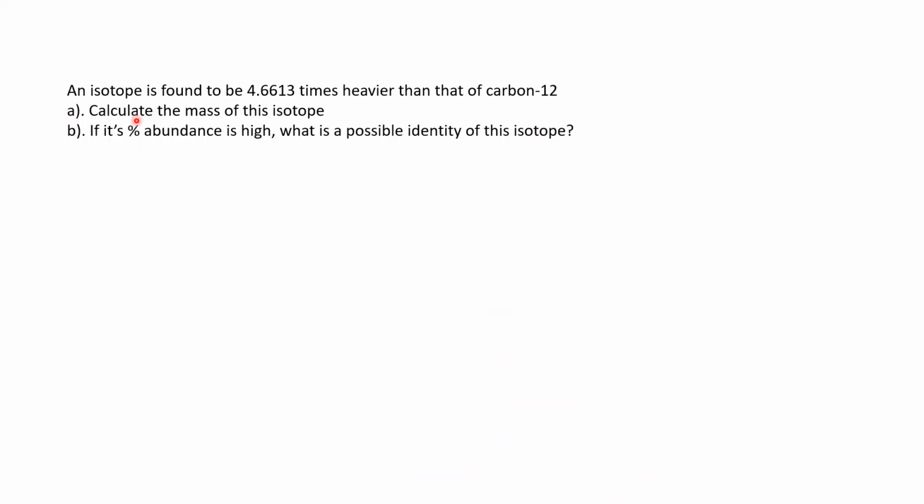An isotope is found to be 4.6613 times heavier than that of carbon-12. Calculate the mass of this isotope. If its percent abundance is high, what is the possible identity of this isotope? So the mass of carbon-12, to get that, you go to your periodic table and get the mass number. It is 12.01 atomic mass units.